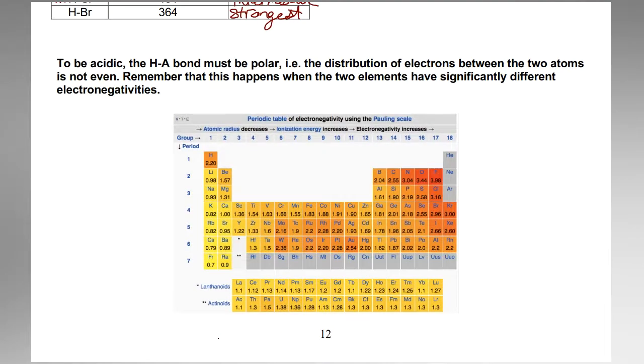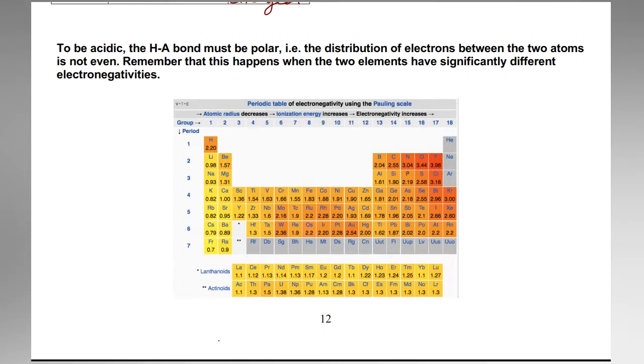Let's take a look at the second feature of bonding, which we know contributes to the acidity of a species, and that is bond polarity. Before we look at how bond polarity is linked to acidity, I'd like to remind you of what bond polarity is and how it's connected back to the feature of atoms that we call electronegativity.